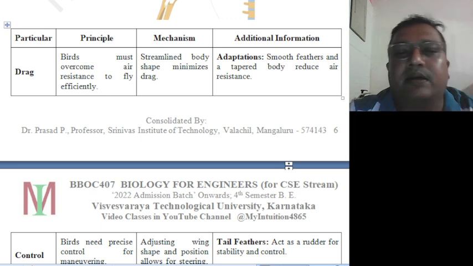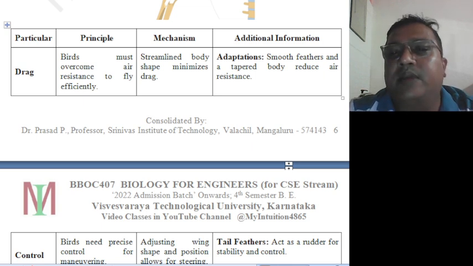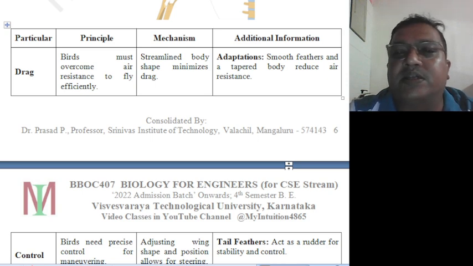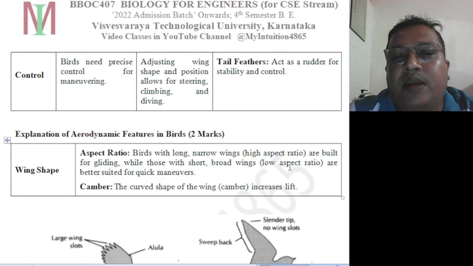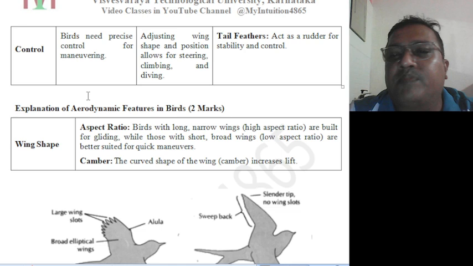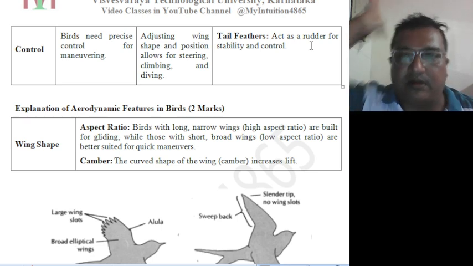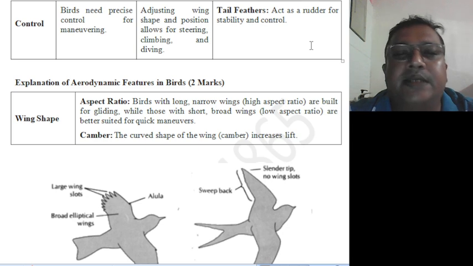Now the third one, drag. Drag means the resistance created in the air. Birds must overcome the air resistance to fly efficiently. The mechanism used is a streamlined body shape, which minimizes the drag. The additional information is the adaptation: the smooth feathers and the tapered body of the bird reduce the air resistance, and because of that they get better control. Birds need precise control for maneuvering, adjusting the wing shapes or positions, allowing for steering, climbing, as well as diving. The tail feather acts as a rudder, as in an aeroplane, the back part is called the rudder, for better stability and control.